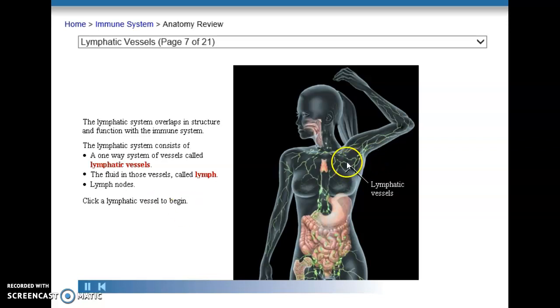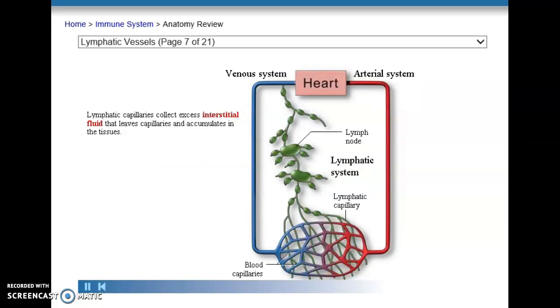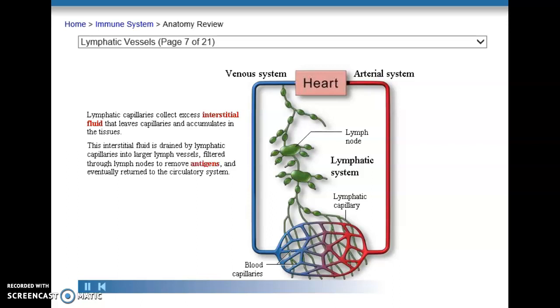There is an exchange of protein-free fluid between blood capillaries and the interstitial fluid within tissues. This exchange results in the net entry of about 3 liters of fluid from the circulatory system into the tissue spaces every day. Lymphatic capillaries collect this excess interstitial fluid and drain it into larger lymph vessels. It is filtered through lymph nodes to remove antigens and eventually returned to the circulatory system. Click the heart to see the movement of blood and lymph through the body.